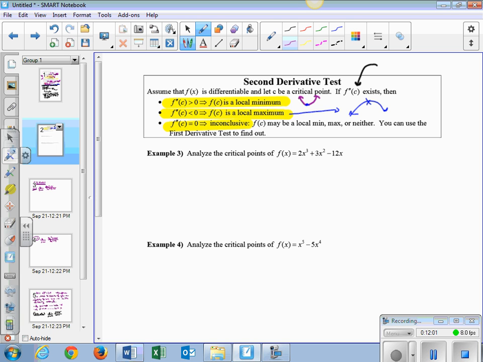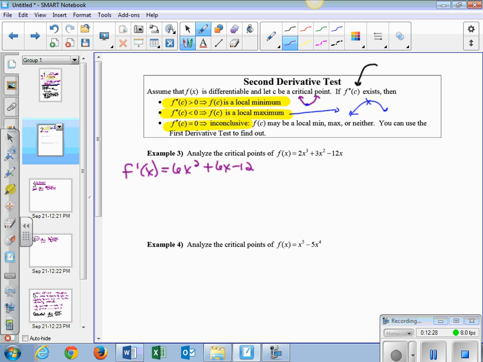Okay, so here we go. Let's use that second derivative test for example 3. I need to find the first derivative because I'm going to analyze the critical points. So that means I need to find if I have a relative max, relative min, or neither. Let's do the first derivative to find the critical points. From my first derivative I'm going to get 6x squared plus 6x minus 12.